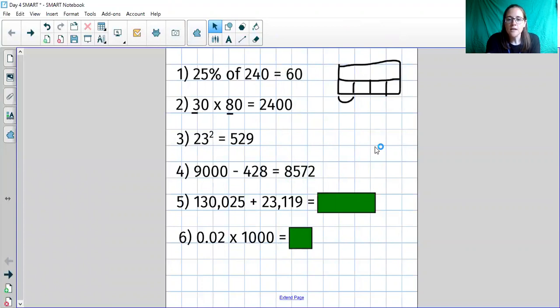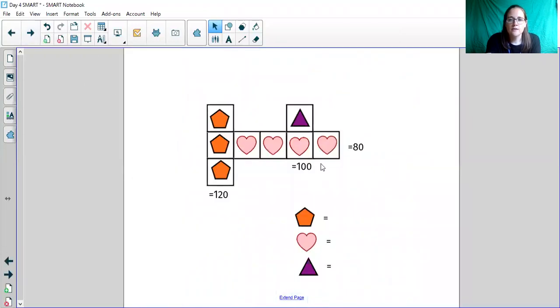8,572. And number 5, add those two numbers together and you get 153,144. When you multiply 0.02 by 1,000, you need to jump the digits 3 times and you get the answer 20.